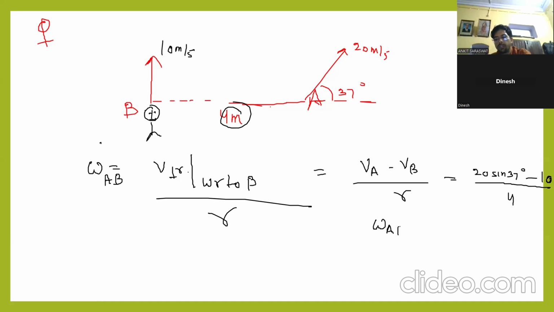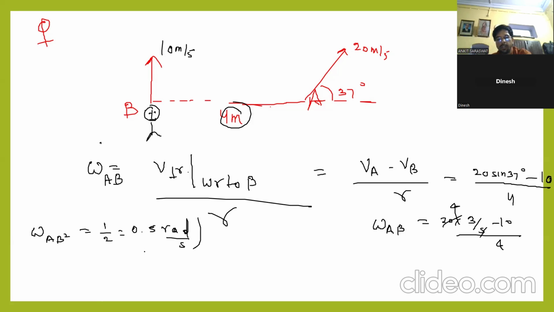So the answer will be omega AB. How much? 20 sine 37 is 20 times 3 by 5, which is 12. Minus 10 gives 2, divided by 4 is 1 by 2 radian per second. That is 0.5. Clear?